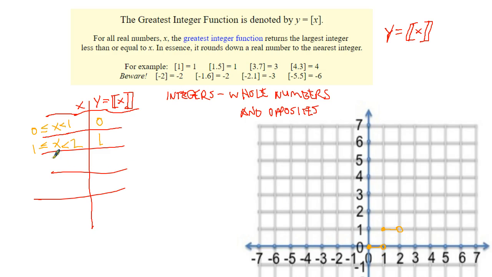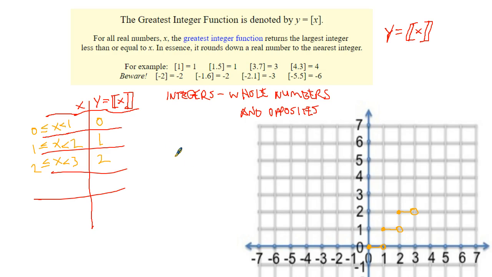And then we keep going like that. x is greater than or equal to 2 and less than 3. That's going to get us a 2. So we start at x is 2 and go almost till x equals 3. There's 3. And we graph all of this at y equals 2. So that's the greatest integer function.